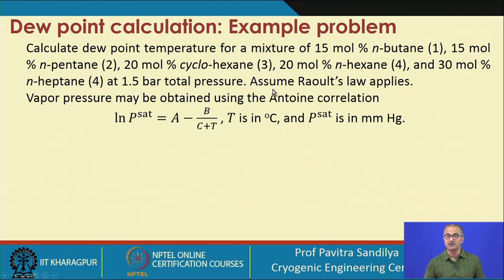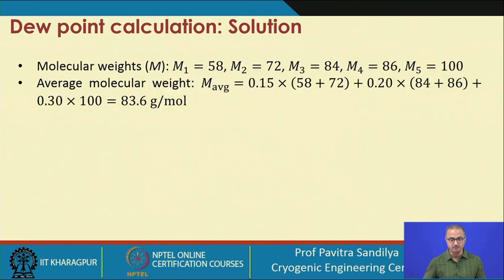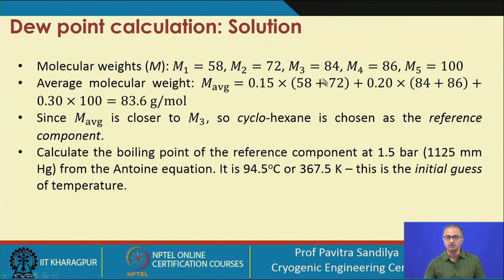We are asked to assume Raoult's law like the earlier question, and we have been given this Antoine equation to find out the vapor pressures of the components. These are the constants required to find the vapor pressure of the various components, and these are the boiling points of each of the components. Now we again find the molecular weight of each of the components, and from that the average molecular weight of the mixture, which is coming out to 83.6, and we find that this value is closer to this particular value.